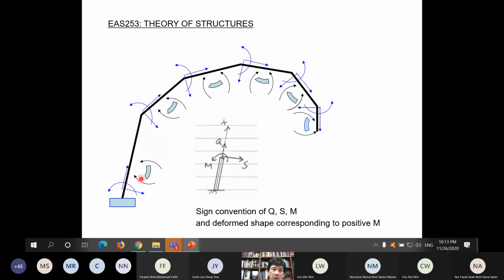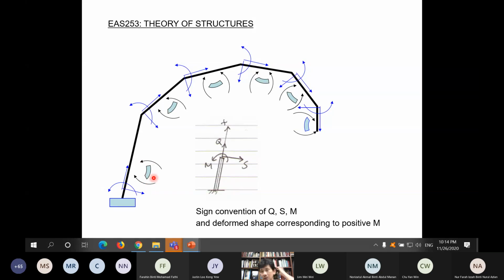So now if you get positive bending moment, meaning that this part will bend like this, this part will bend like this, this part will bend like this, and so on. And if you get negative, then it means it will bend the other way around.